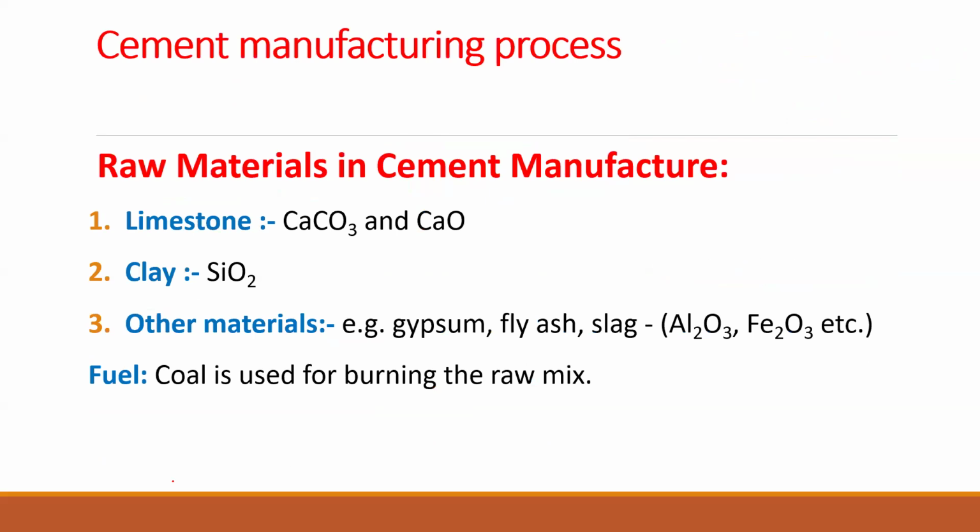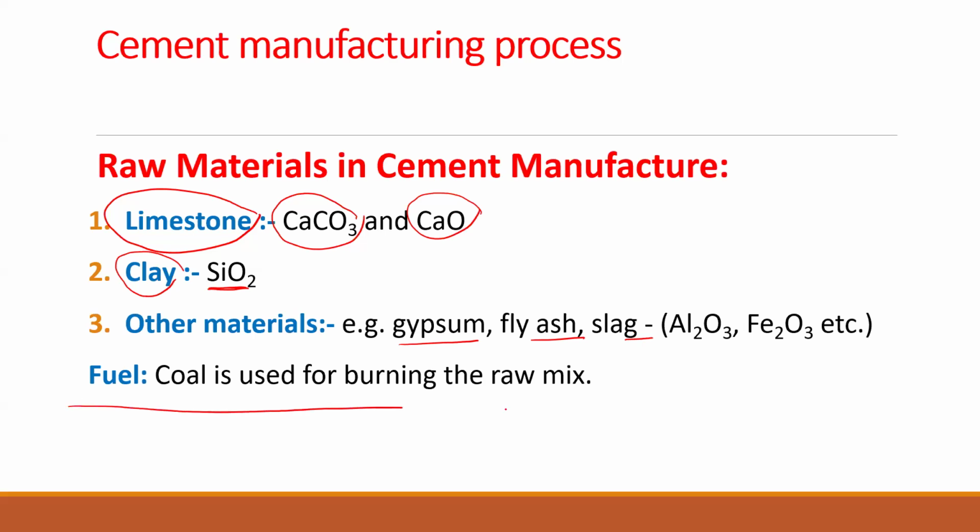So the main material in the cement is limestone. Limestone is a natural material, and it consists of calcium carbonate and calcium oxide. And also we can have silicon oxide, we can add clay, and also we can have other materials as well, like gypsum, fly ash, slag, cementitious materials we can add to cement during the manufacturing process, and we burn it in a kiln, so we can have coal.